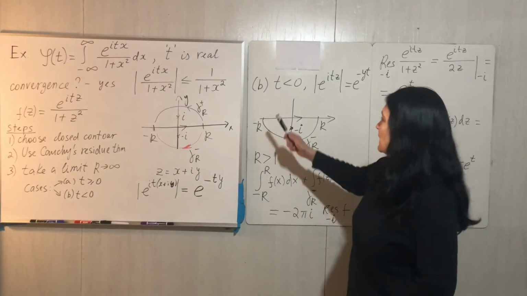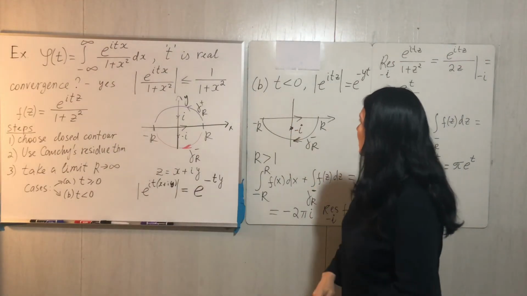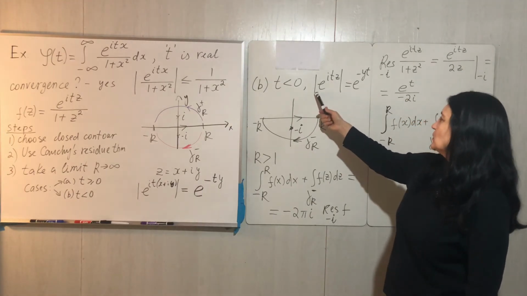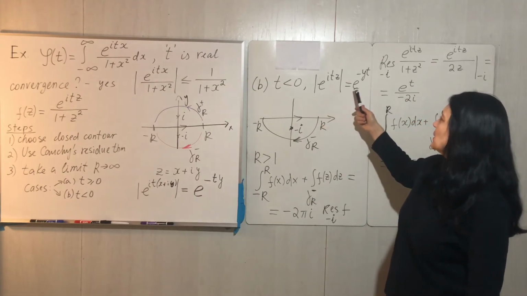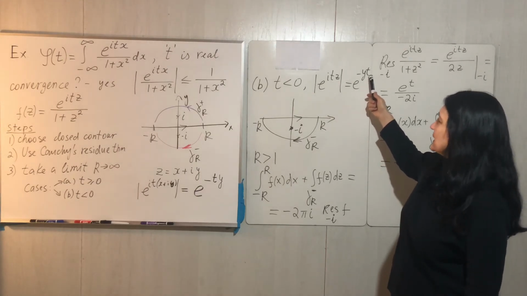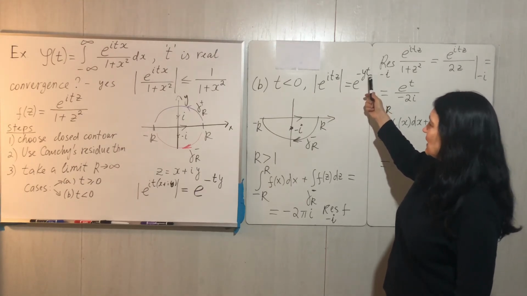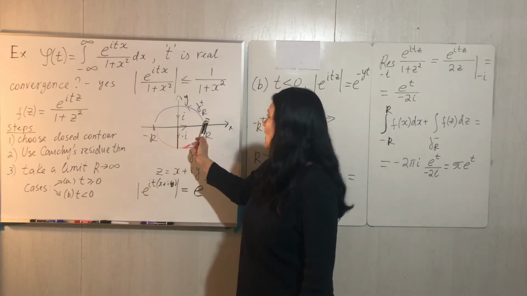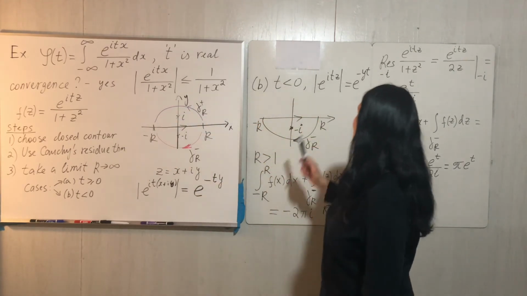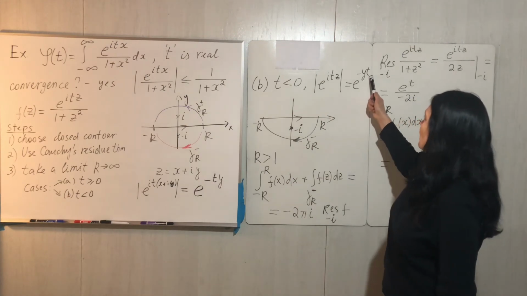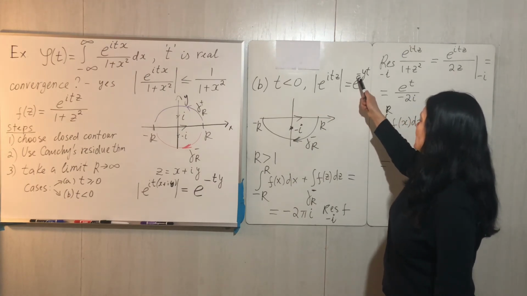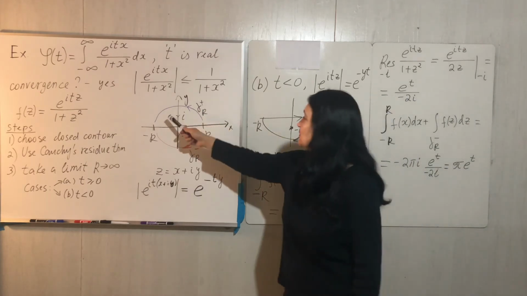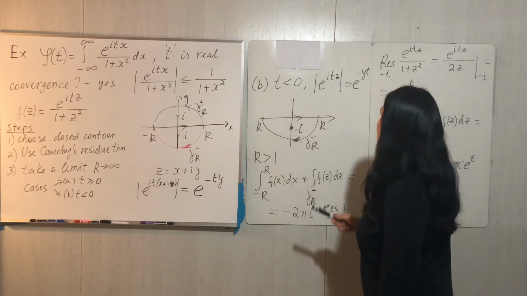Right? So we finished the first case. Now let's consider the case when t is negative. So in this case, as before, modulus of e to the i t z equals e to the negative yt, but now since t is negative, we cannot use this contour in the upper half anymore, because if t is negative, then with this minus it will be a positive number, and then if we multiply by another positive number, this term will be growing.